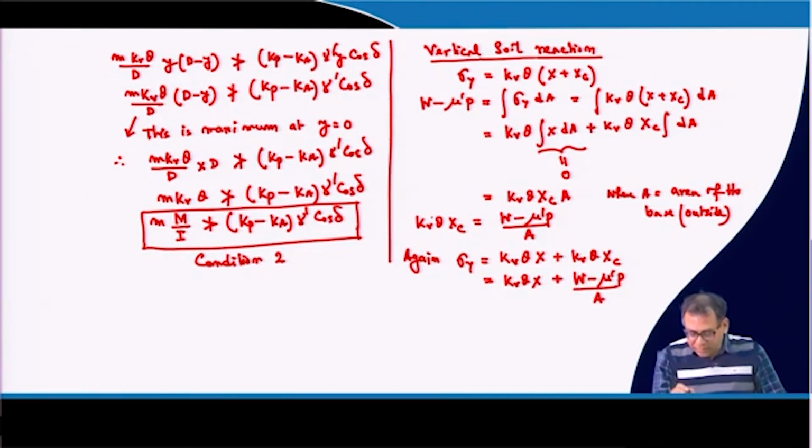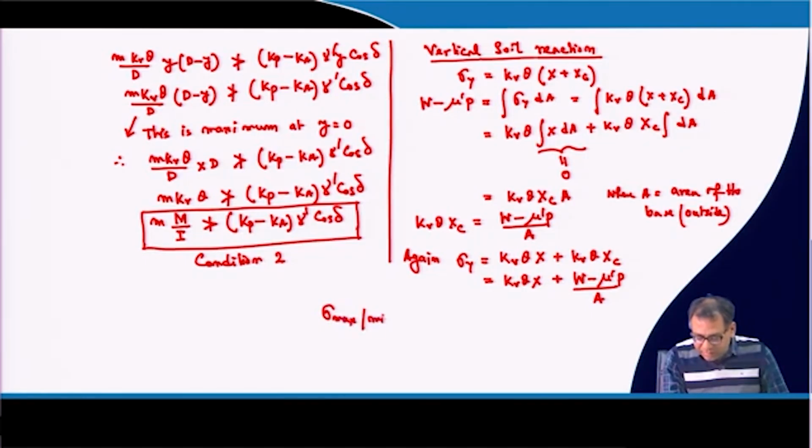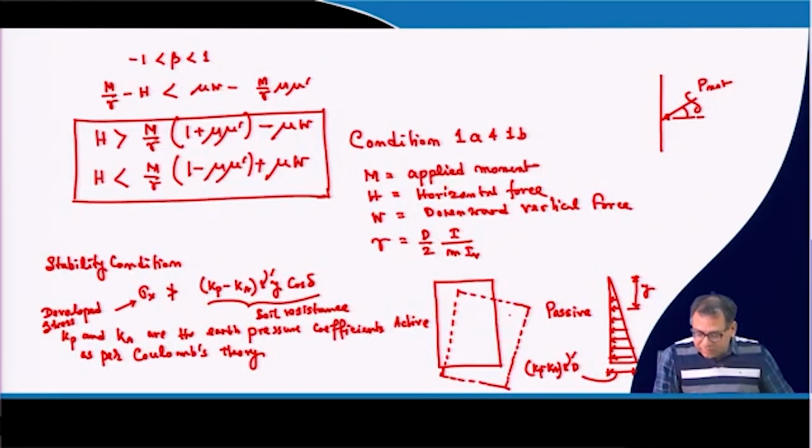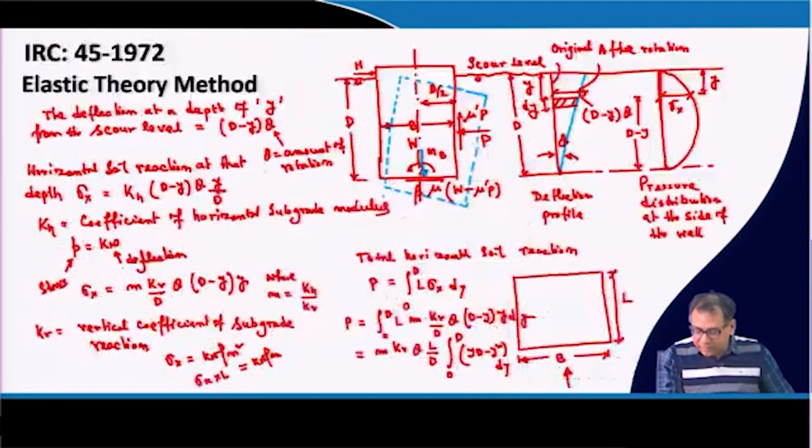So, I can write that sigma max or min will be equal to W minus mu dash p by A, plus minus. Why plus minus? Because there are two ends. This is the plus b by 2 point, and this is the minus b by 2 point.